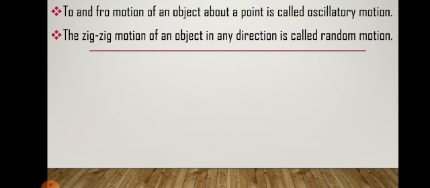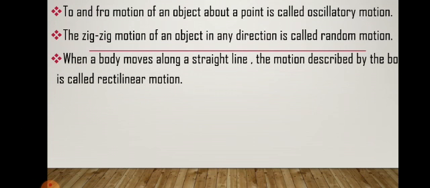If the motion is not straight and it is in zigzag form, like we have seen in the example of ants. If we take a paper and put some sugar on it for the ants, they go on eating the sugar. That motion was random motion because they are not going in a proper line, they are going in zigzag form.